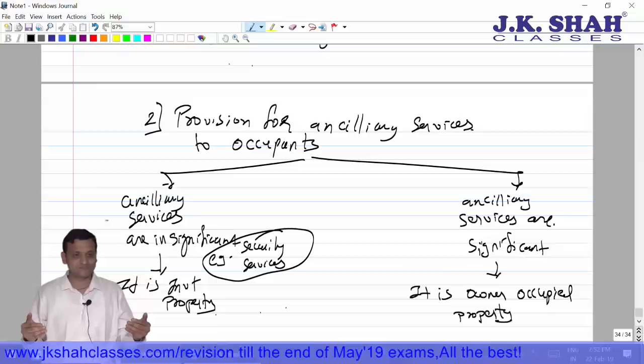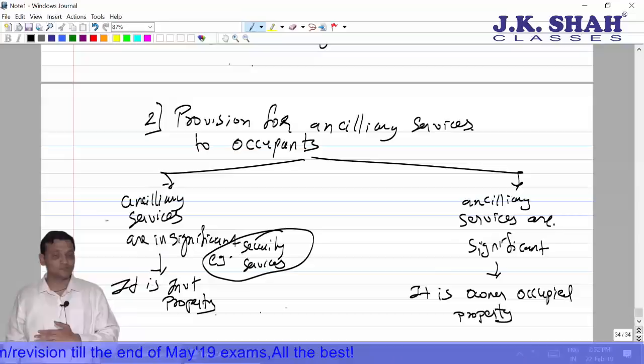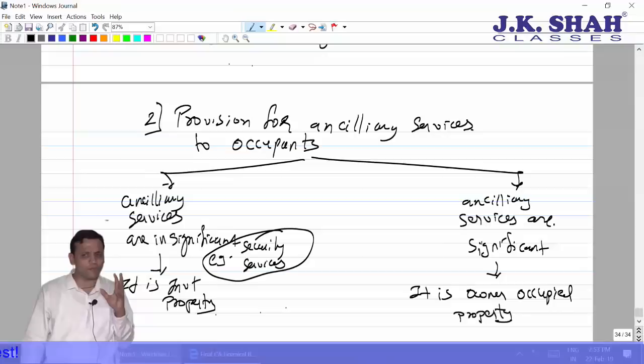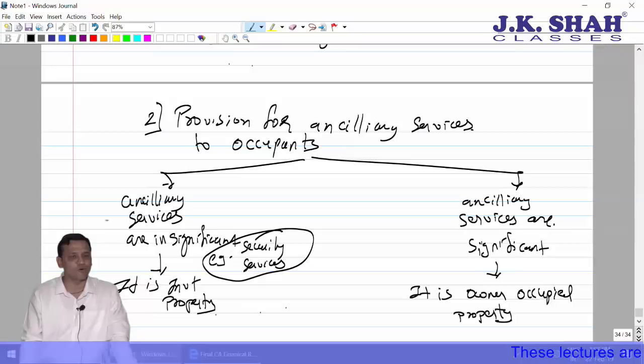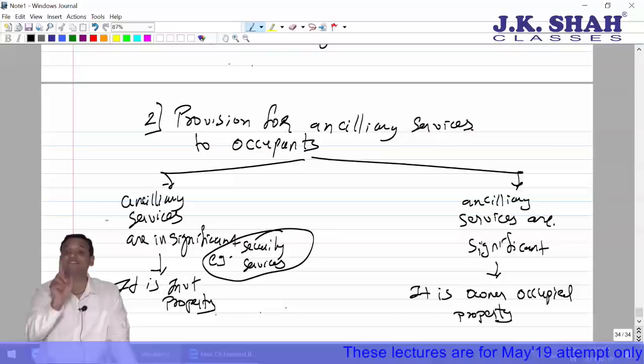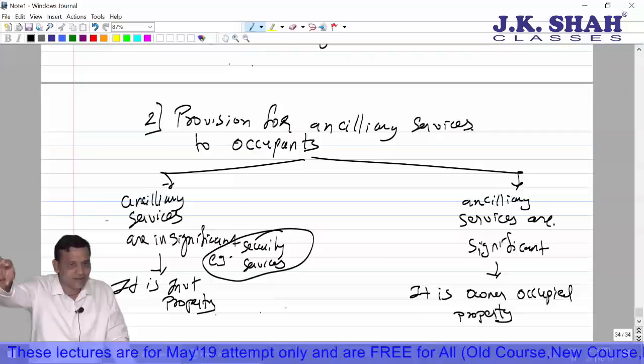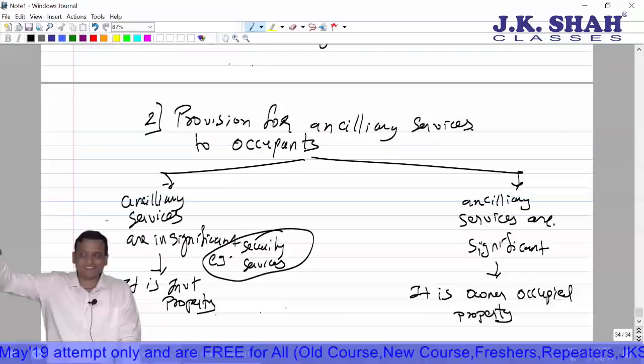A restaurant is provided to them. Swimming pool facilities are given to them. They call somebody at the reception, they get all facilities. Bed is there, everything is there. I am providing all kinds of ancillary services to the person who comes to my hotel. Now, in that case, can I say the quantum of services is significant as compared to the property? If you look properly, the whole focus of the business is on service providing. Of course, rent comes, but it is just a residuary part.